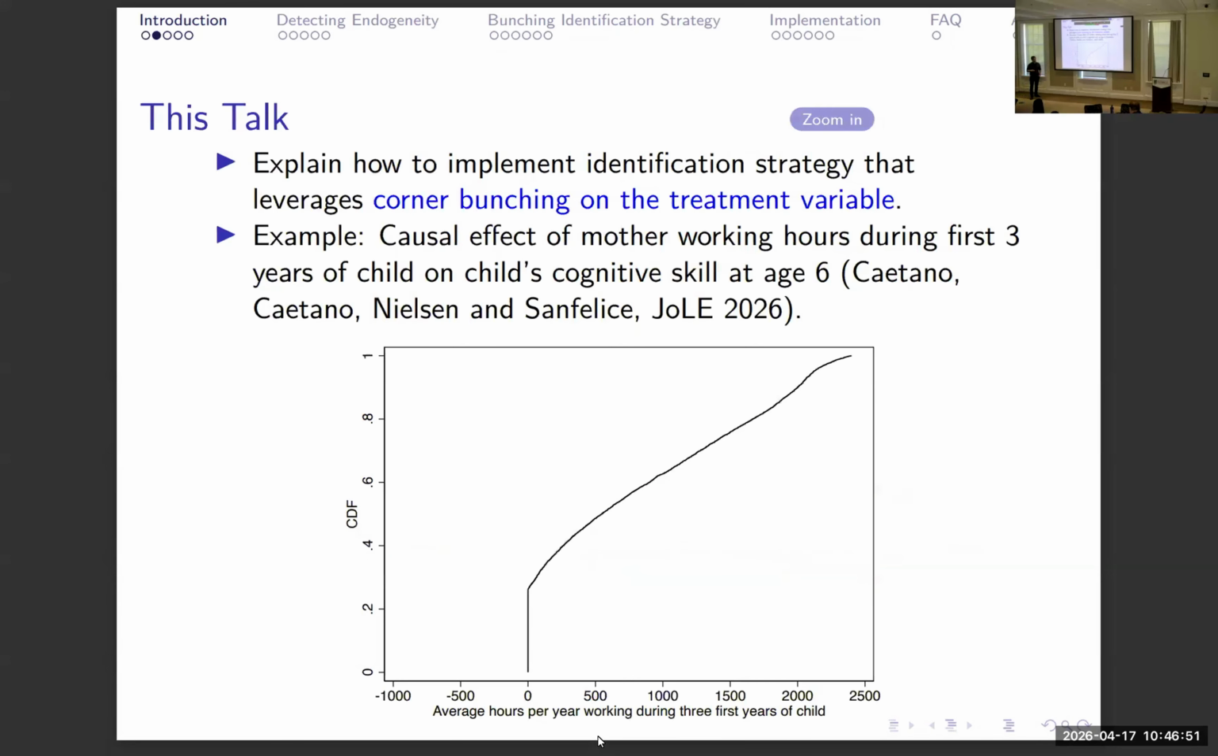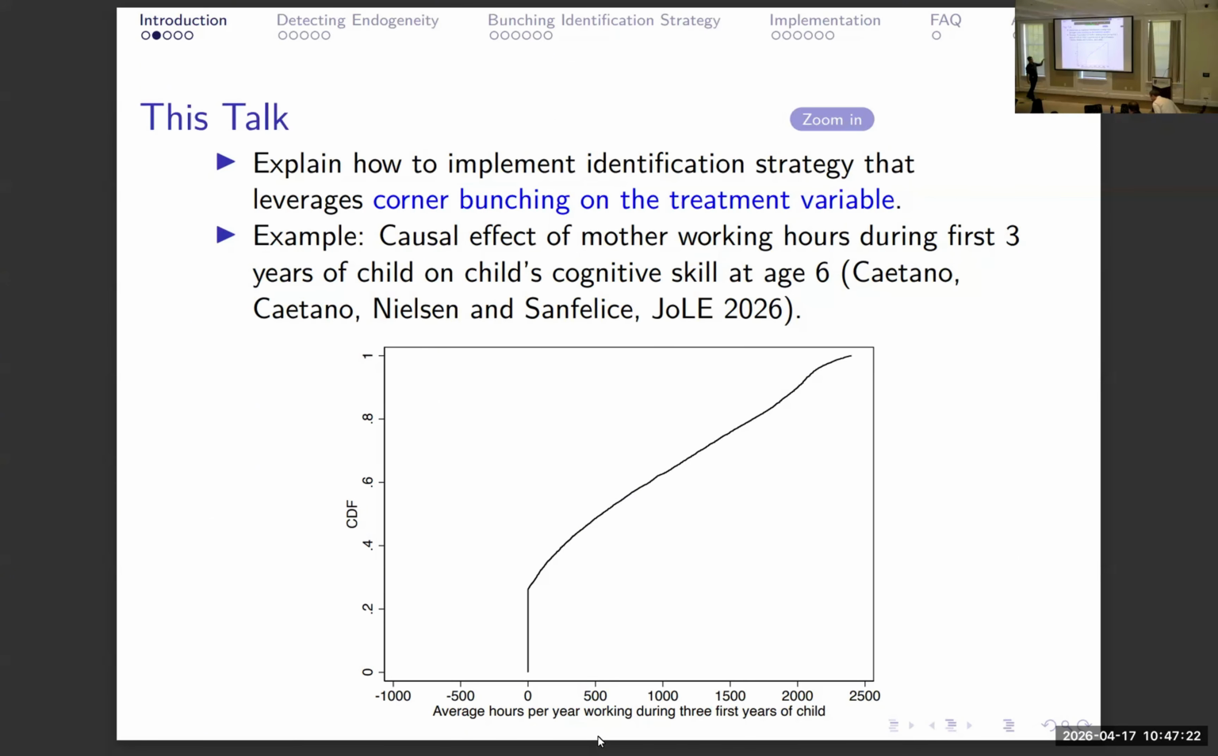Okay, so today we're going to explain identification strategy related to corner bunching on the treatment variable. What do we mean by that? By corner bunching here, we mean exactly this kind of plot here. I'm going to use this as the running example throughout the presentation. This comes from a joint paper that is forthcoming at Journal of Labor Economics with Carol, Eric, who's also here, and Viviane, who's also over there.